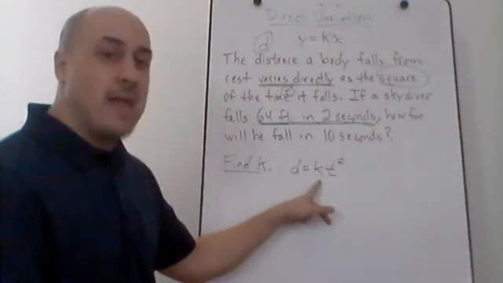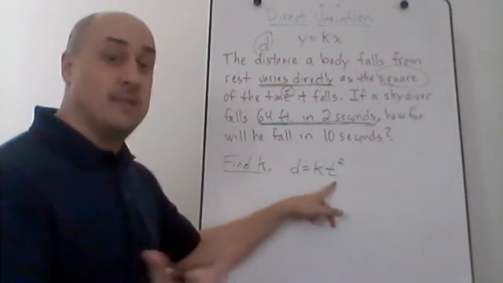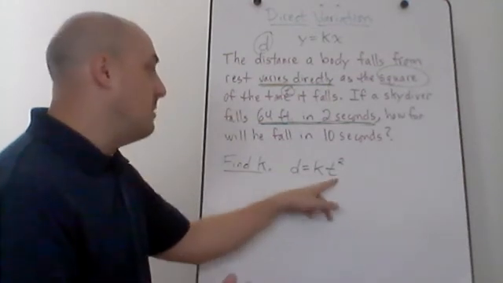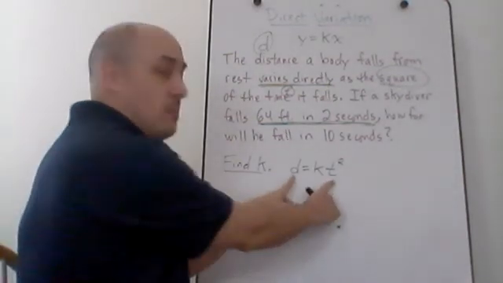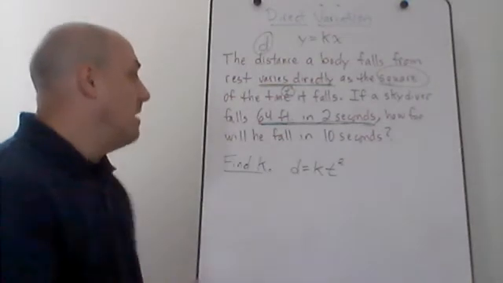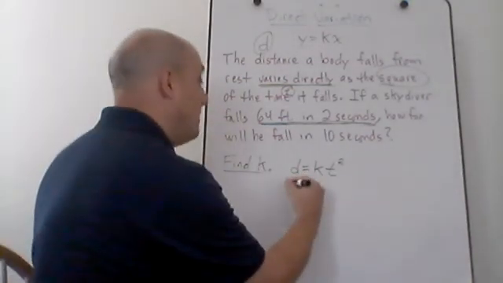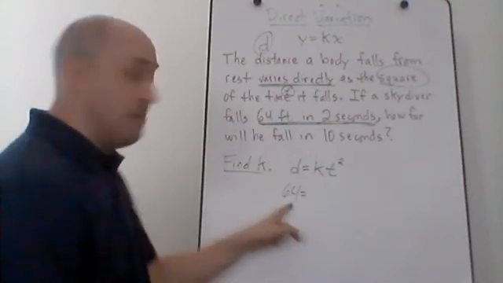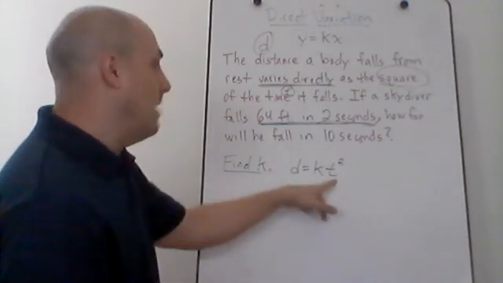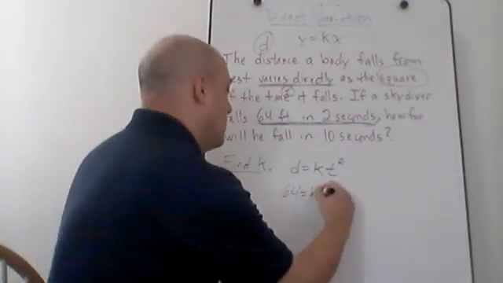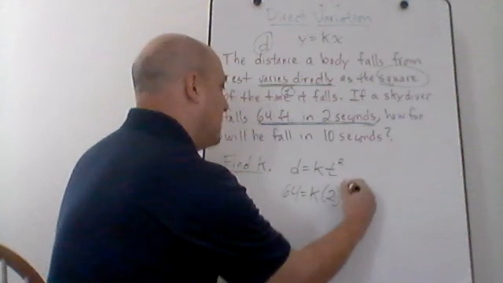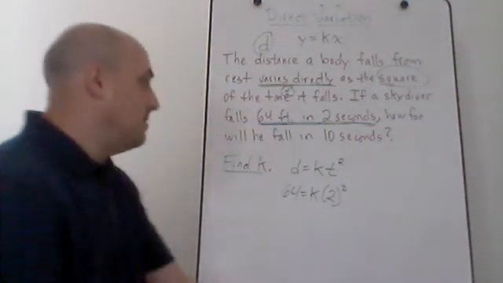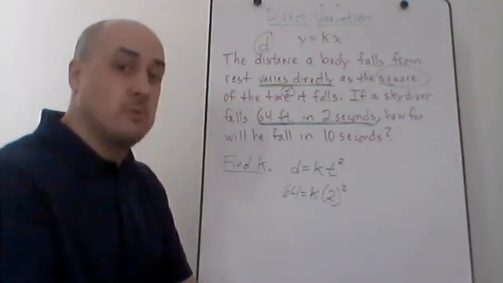In order to figure out k, I need to know a distance and a time. Right? In order to solve an equation for k here, I need to plug in numbers for all the other variables that I have. So my distance is 64 feet, and again, since I named it d, I know that represents distance, so it's easy to figure out where to put that 64. And I know my t represents time, so it's pretty easy to figure out that I plug that 2 seconds in for the t. So 64 equals k times 2 squared.